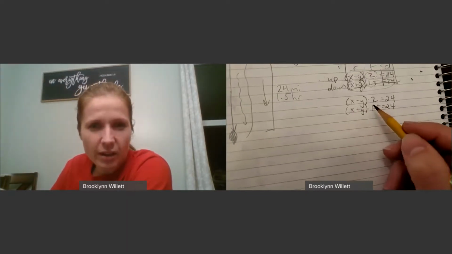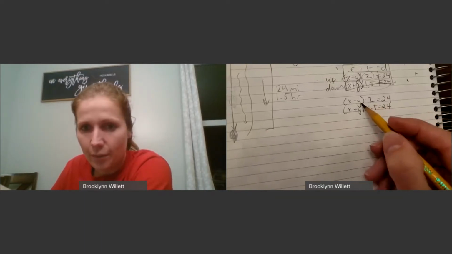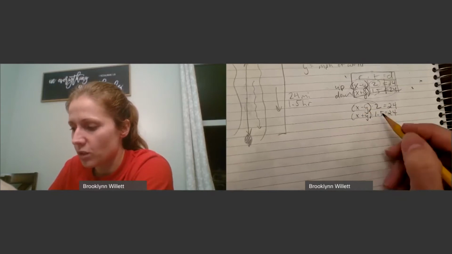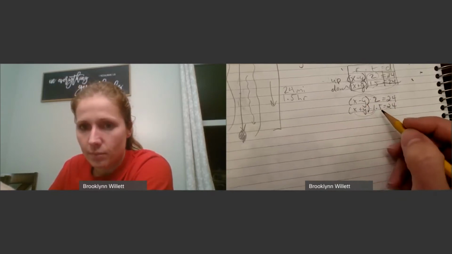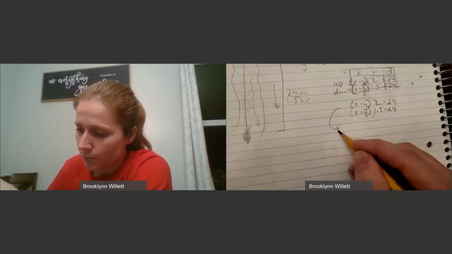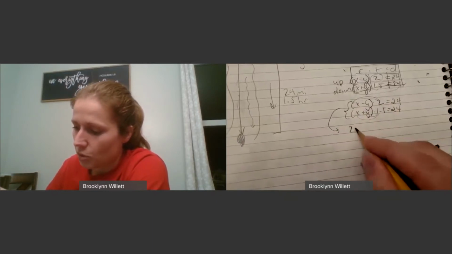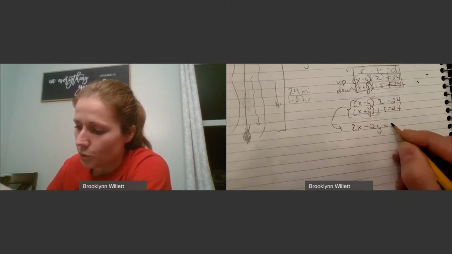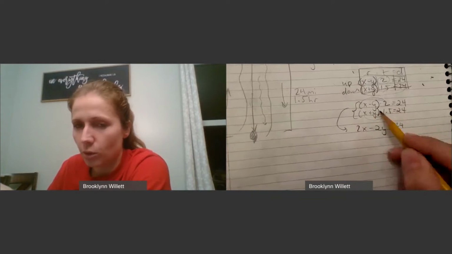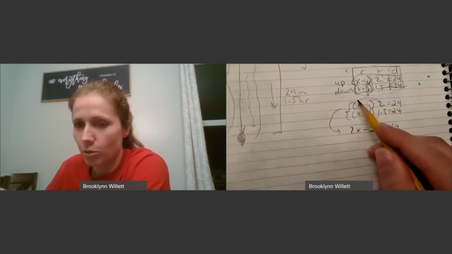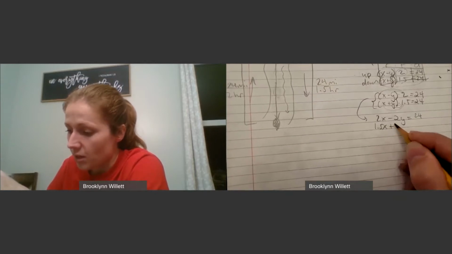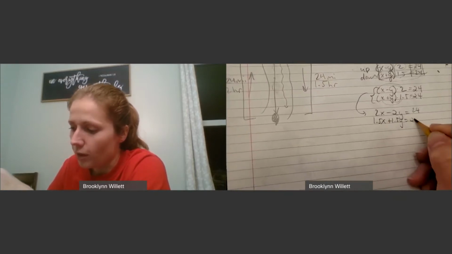It looks a little scary right now because it's not in standard form. So all you have to do is really distribute the 2 and the 1.5. So what this actually turns into is 2x minus 2y equals 24. Again, I'm just distributing the 2. We're not multiplying the whole equation by anything. I'm just distributing that 2 through. And then the second equation becomes 1.5x plus 1.5y equals 24.